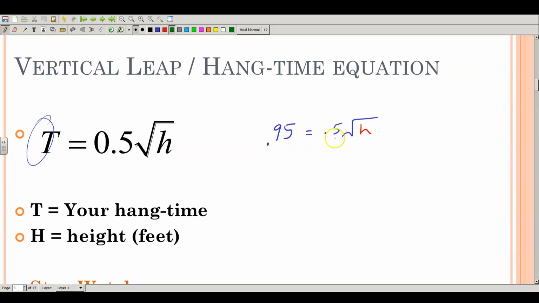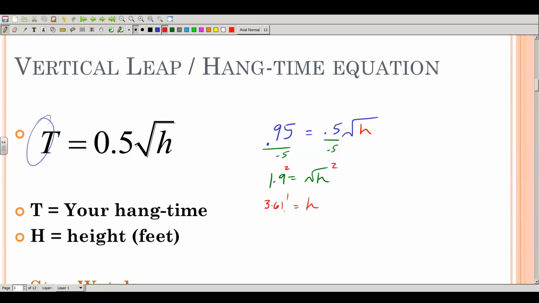If we are to do that, we really just isolate this radical right here. So if we divide by 0.5, we get 0.95 divided by 0.5. It's about 1.9. So 1.9 equals root h. How do I get h by itself? We use inverse operations and we square both sides. And we get h is about... 1.9 squared is 3.61. So if the hang time was 0.95, then that vertical leap would be 3.61, and that's in feet.